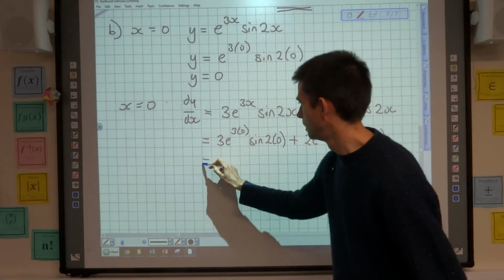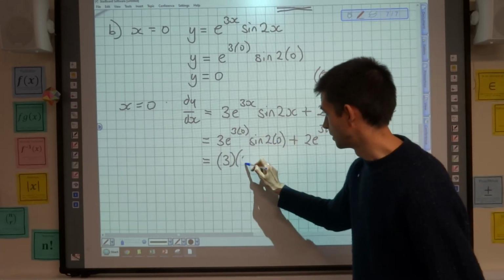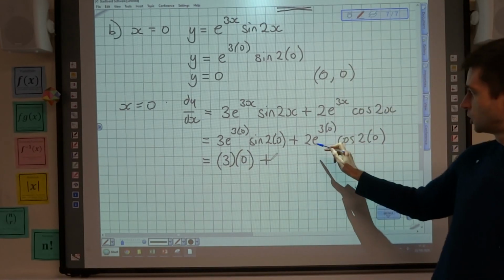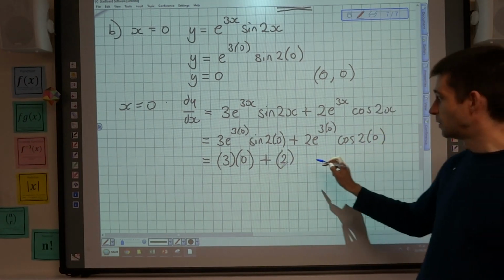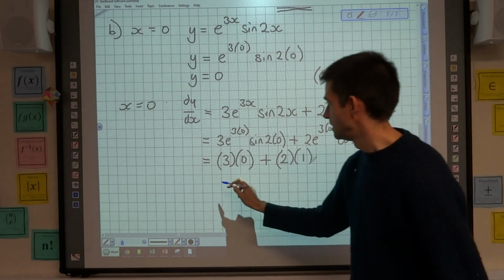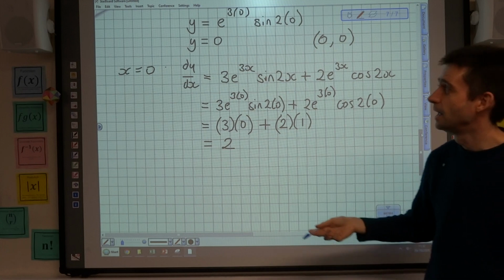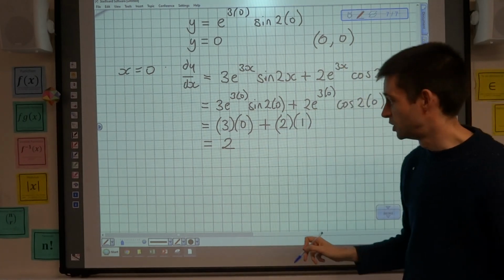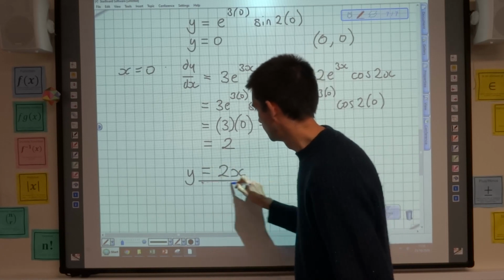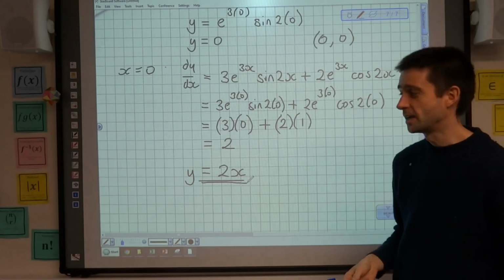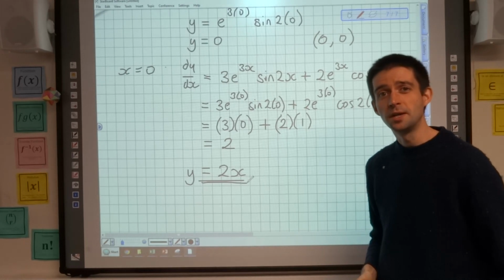Right, so e to the 0 is 1, so I'm going to get 3, but sine of 0 is 0. 2 lots of e to the 0, so 2 lots of 1, that's going to be 2. And now cos of 0 is 1. So that is going to give me just 2, which means that my gradient is 2. It's going through the origin, so the equation of the tangent to the curve at that point is simply y equals 2x. Gradient 2 going through the origin, y equals 2x, which I think is quite neat.